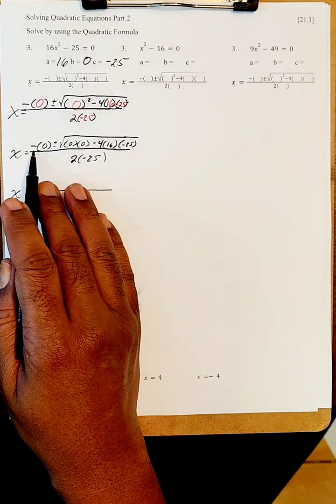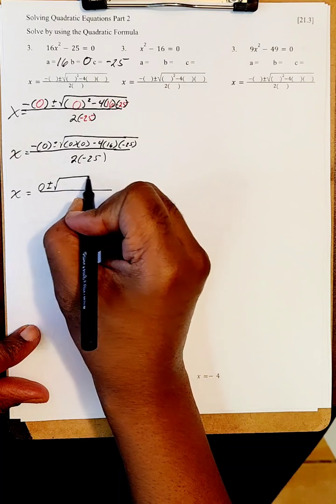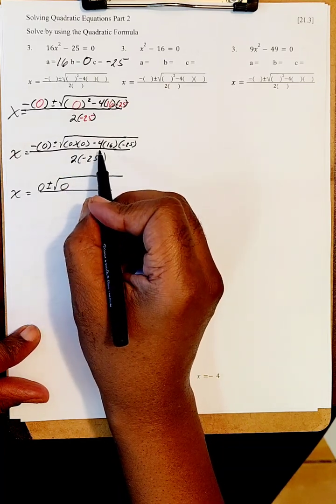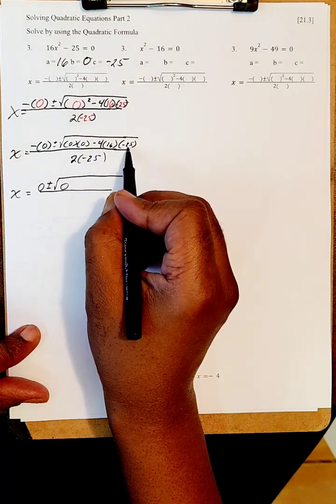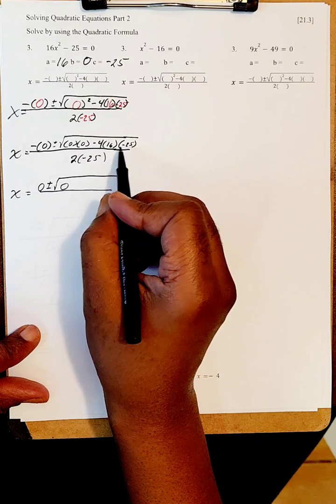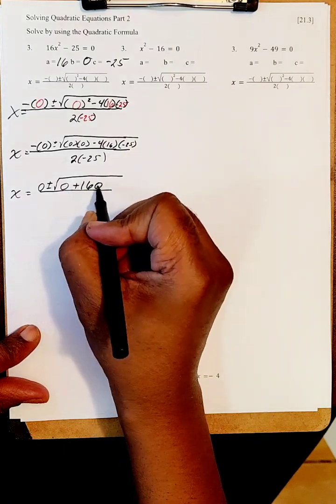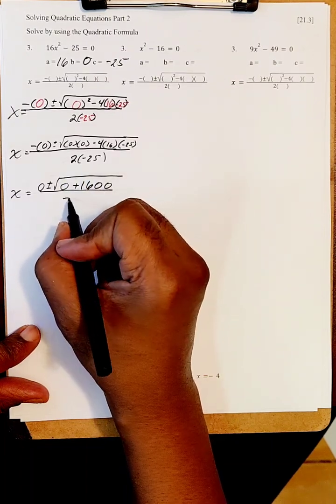Negative 0, opposite of 0, still 0. So that's 0. And here we'll get 0 times 0, which is 0. And negative 4 times negative 25 is positive 100. Positive 100 times 16 is 1600. So positive 1600 here. And 2 times negative 25 will be negative 50.